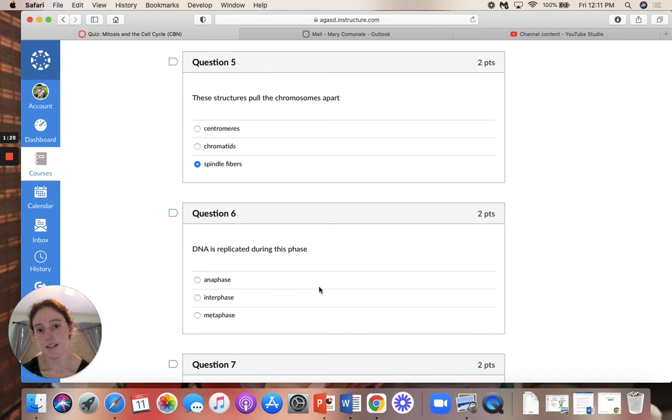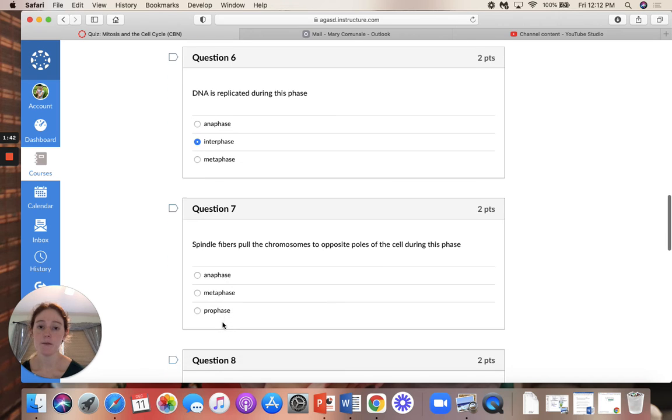Number 6. DNA is replicated during this phase. Okay, so in anaphase, it's already being replicated and pulled apart. Interphase is where it's replicated. That's whenever that S phase occurs for synthesis. Metaphase, they've already been replicated because they're lining up in the middle.